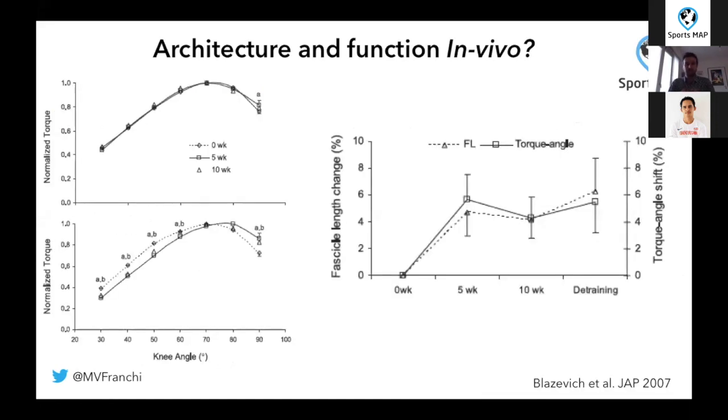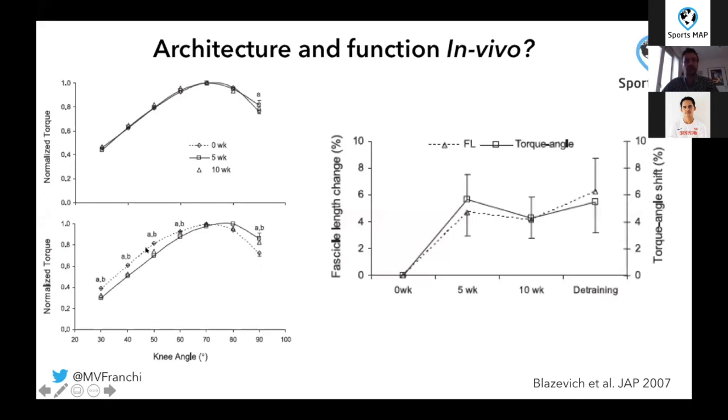Well, this is a good study that was published in JAP by Tony Blazevich's group, that Tony wanted to actually see if there was any relationship between the architectural changes, the architectural adaptation that he was seeing from ultrasound measures, and if this would have been related to changes in the muscle angle torque relationship. So here was the concentric training group, and here is the eccentric training group with the isokinetic dynamometer.